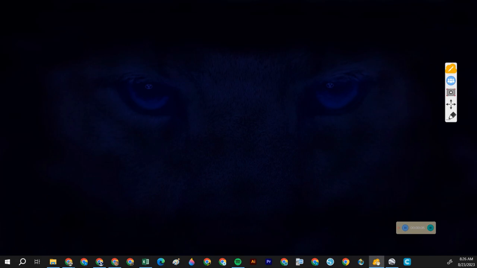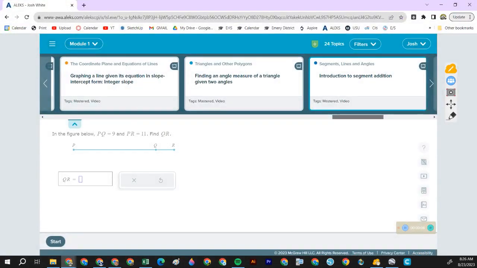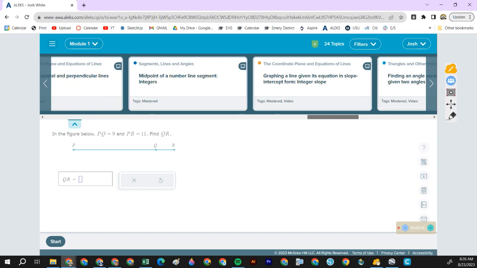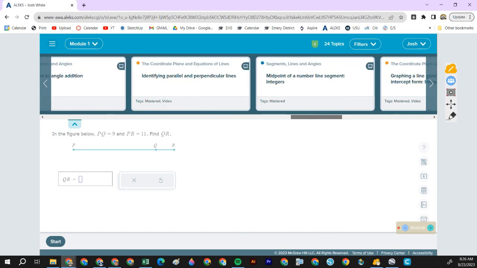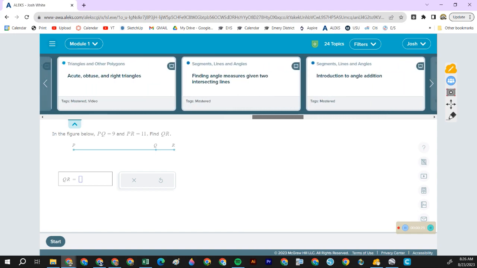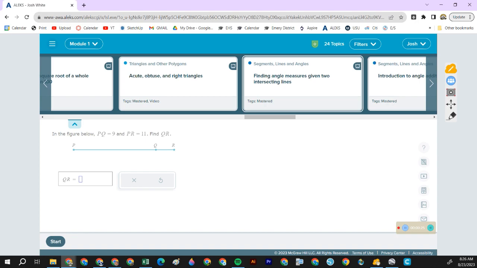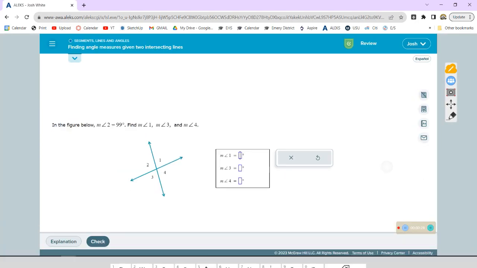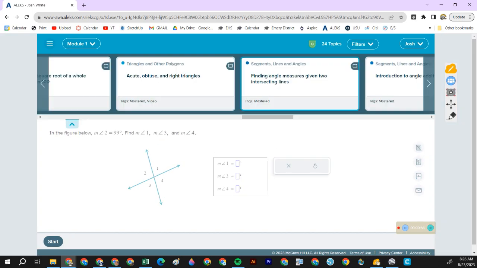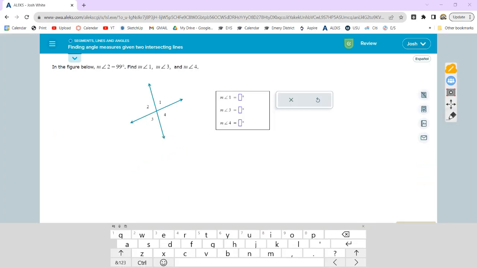Okay. Where did we end up last time? So we did that. We did midpoint, parallel and perpendicular, angle addition. Okay, I think we're right here. Nope, we did this one, right? Well, I can review it, no problem.